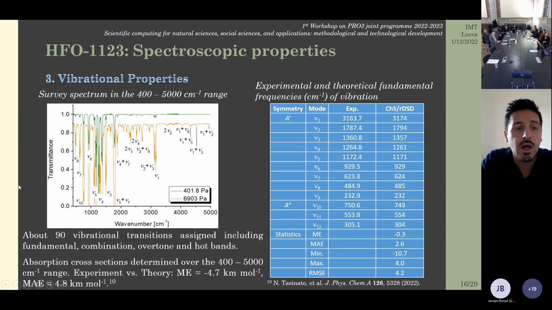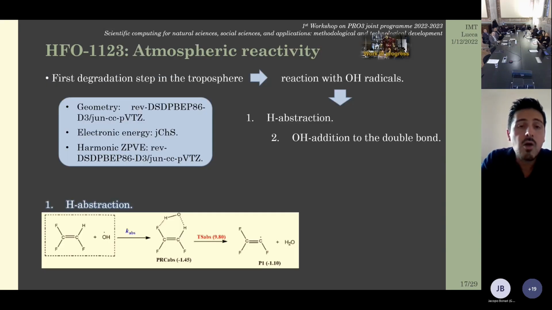Here there is a survey of the infrared spectrum together with the comparison between experiment and theory, and actually we can see that all the fundamental transition frequencies are indeed predicted with an accuracy within 5 wave numbers, in particular with a mean absolute error of 2.6 wave numbers. And then we also evaluated the global warming potential of this molecule. Now we are investigating its degradation mechanisms, starting with the reaction toward the OH radical.